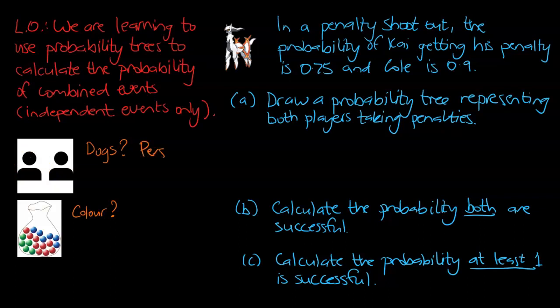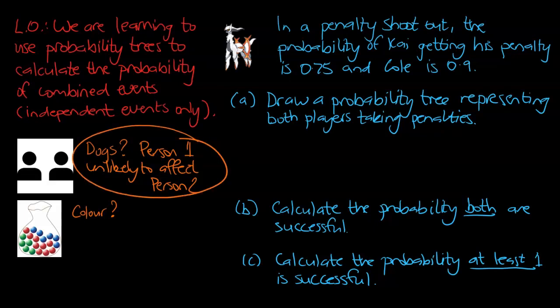So person number one is unlikely to affect person number two. When there is no effect to the probability, those events are independent. So this one here, they are independent.